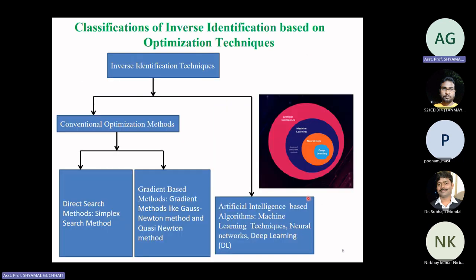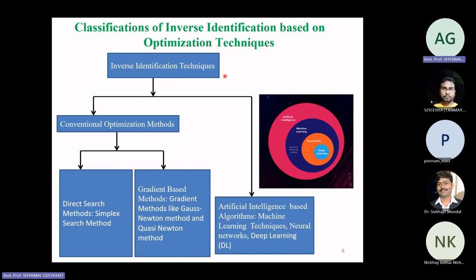Now, in inverse identification techniques, we have the conventional optimization methods. The first, very basic methodology is the direct search methods, like the simplex search method. It is an example. The next category is the gradient based methods. Gradient based methods, I think you have heard those names, like the Gauss-Newton method or quasi-Newton methods. These methods are related to finding the gradient and the Hessian.